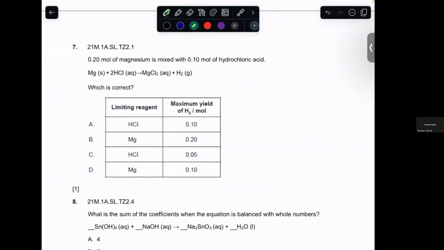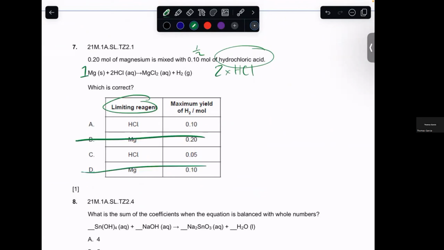Number 7, 0.2 moles of magnesium is mixed with 0.1 moles of hydrochloric acid. Now, I already noticed that I have a 1-to-2 ratio, which means I need 2 times the HCl as I do for magnesium. I actually have 1/2 the HCl. So hydrochloric acid is going to be my limiting reagent, meaning it can't be B, it can't be D.